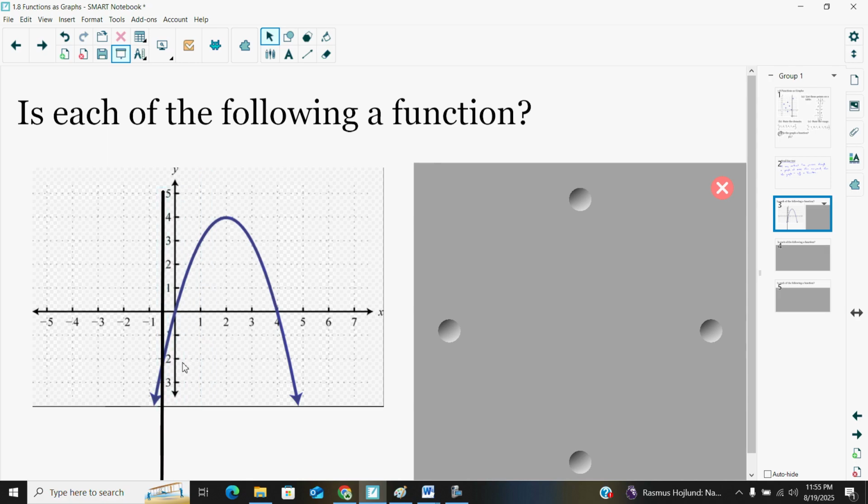So notice if I put that vertical line right there, it only passes through the graph right here. And it only passes through the graph here. And just one time. There's nowhere I put this vertical line where it's going to pass through the graph more than once. Every single x has one y. This one is a function. Yes, it is.